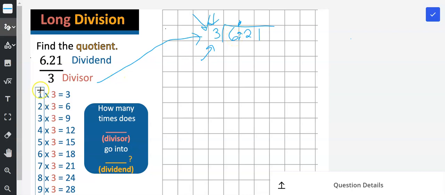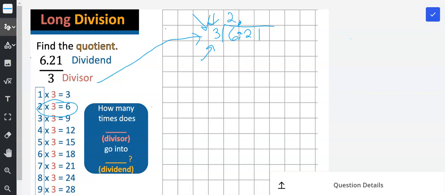So I'm going to look over here at this chart. And this chart tells me 1 time, 2 times, 3 times, 4 times, 5 times, etc. So how many times? 1 time. If a 3 went in 1 time, it would equal 3. 1 times 3 is 3. If a 3 went in 2 times, well, 2 times 3 is 6. If a 3 went in 3 times, 3 times 3 is 9. So 3 goes into 6 2 times, because 2 times 3 is 6.